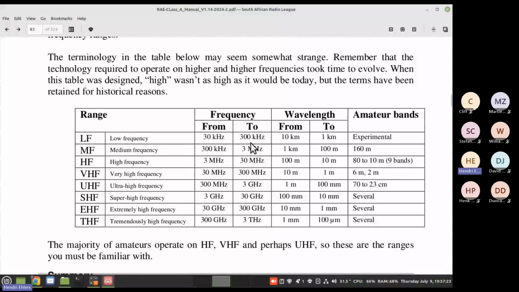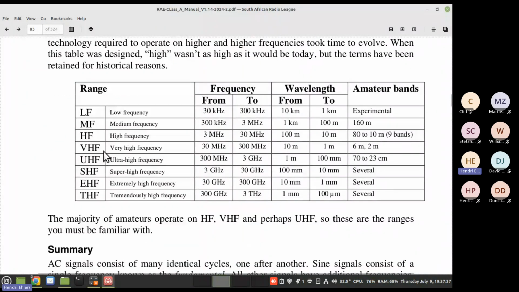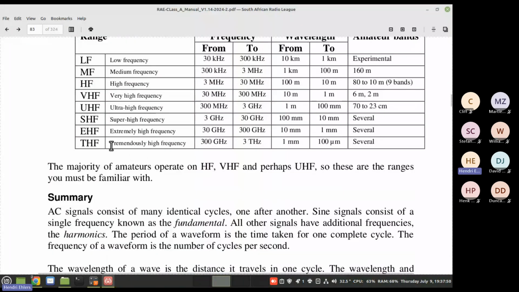That's just how it is. They were doing development and got to a point and said, oh, we're using high frequency now. And that was cutting edge. Then it got a little bit better, and they said very high frequency, ultra high frequency. But then they ran out of ideas, and I mean, tremendously high frequency. I don't know what they're going to call it next.